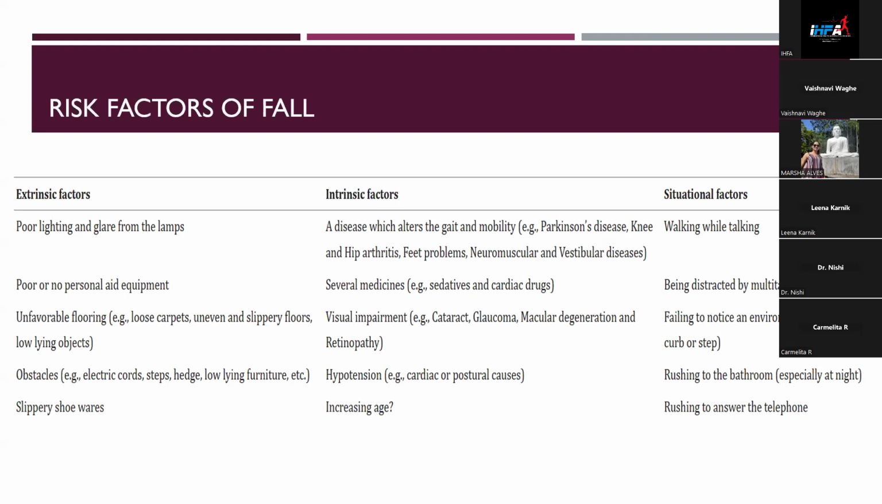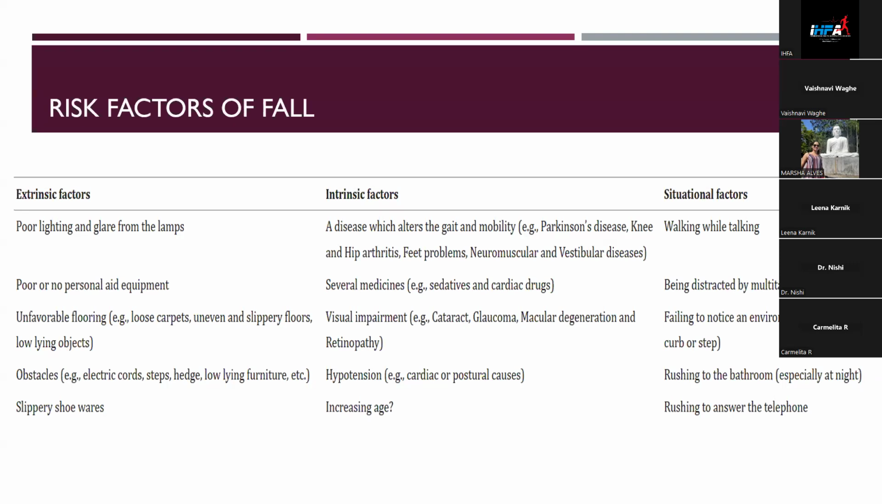You might have heard this while taking histories, right? Yes, ma'am. They went to the washroom at night but could not see, tripped, or fell in the bathroom. And that leads to multiple fractures, specifically femur and pelvic bone fractures, most commonly seen in older individuals.